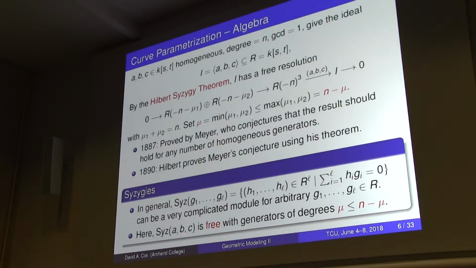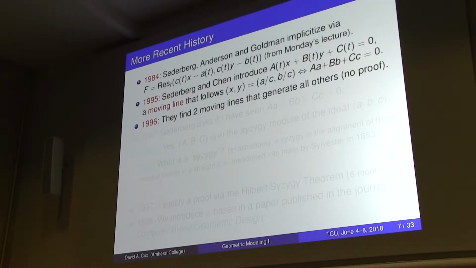So the Syzygy module is the kernel of that, and so right here, this says that the Syzygy module is free, and its generators are going to be the mu and n minus mu. And in fact, the basis of this is often called a mu basis. And so this is what makes the curve case so nice, is that you really have a free Syzygy module, so that gives you a lot of good information about what's going on.